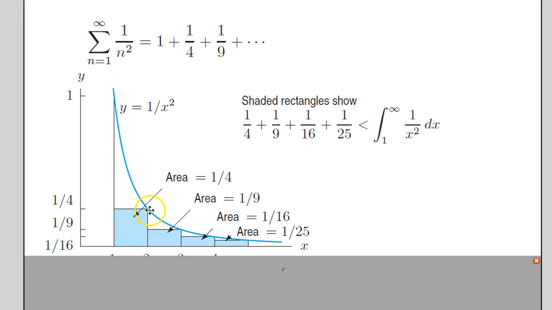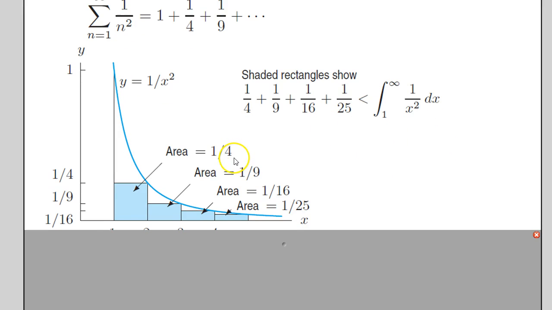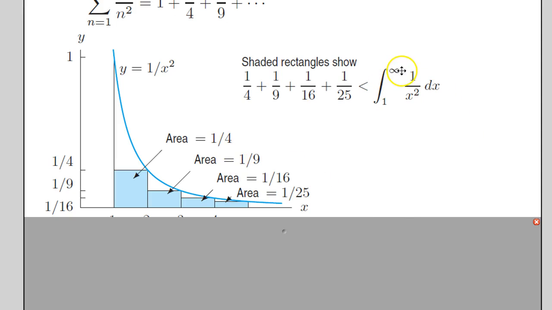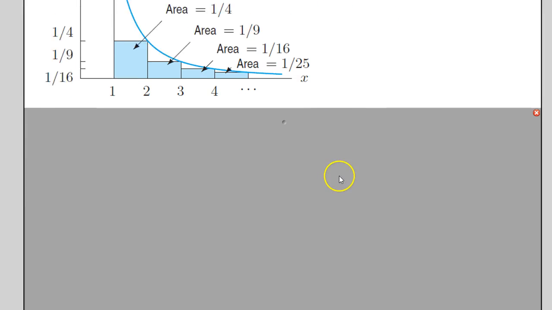And as you can see here, the right-hand Riemann sum, the sum of these 4 rectangles, is going to be smaller than the area underneath the curve. So this sum is going to be smaller than the integral from 1 to infinity of 1 over x squared. So how can I express the integral from 1 to infinity of 1 over x squared dx? Well, that's when we have to use what we know of integrals.